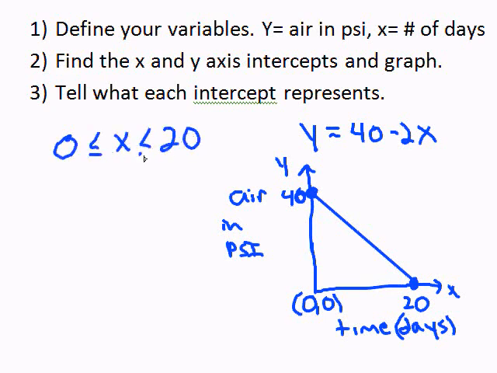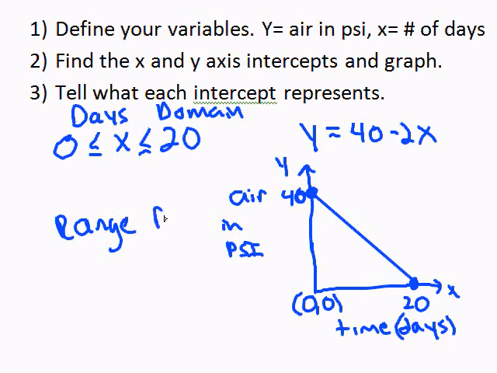So your number of days, which is your domain, goes from the first day all the way until 20 days when you had no air left in the tire. The range, which is the tire pressure, goes from, again, 0 to 40, and the y values are between there.